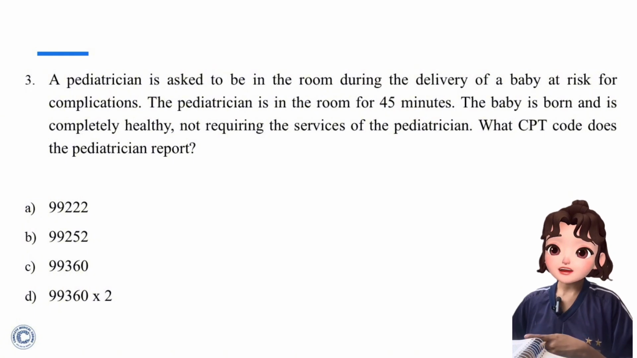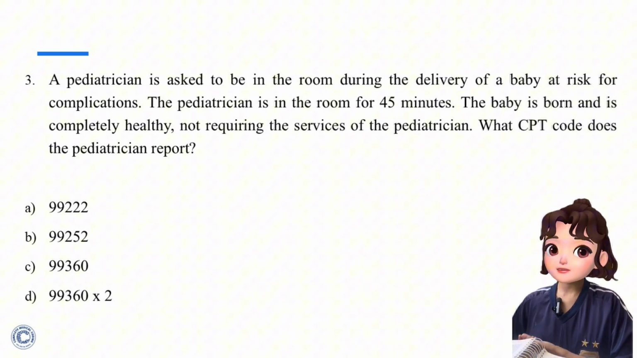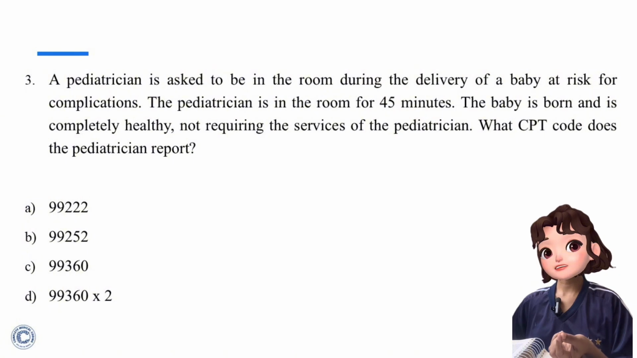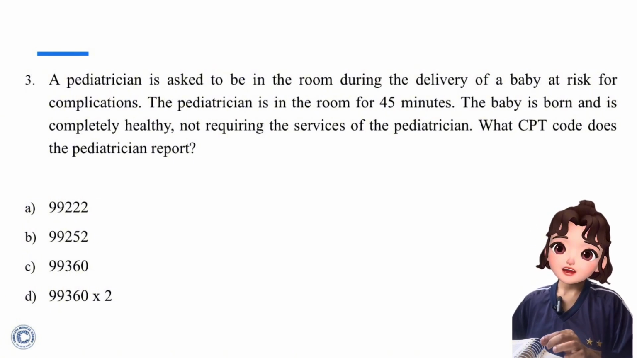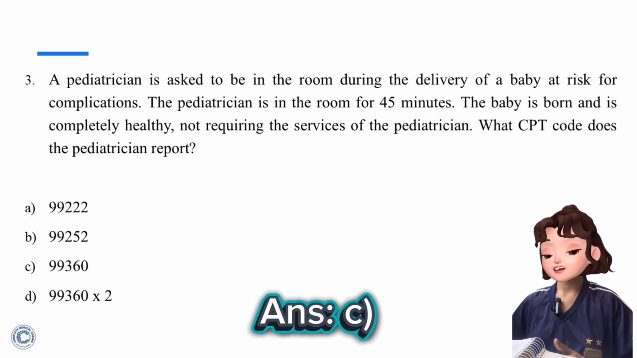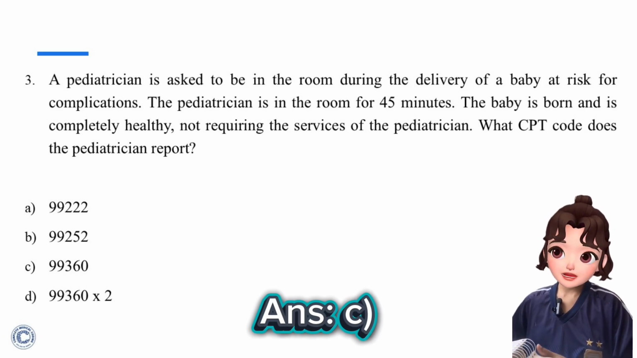If you see option D, 99360 times 2. But you can't put times 2 because it is each 30 minutes. If it is 1 hour, of course you can go for option D. Since this is less than an hour, only 45 minutes, you can code only the first 30 minutes code. Okay. So here the correct answer is option C, 99360. Standby service for the first 45 minutes. Okay.